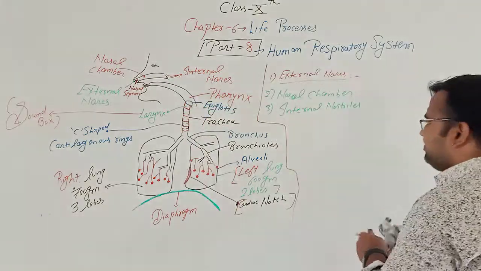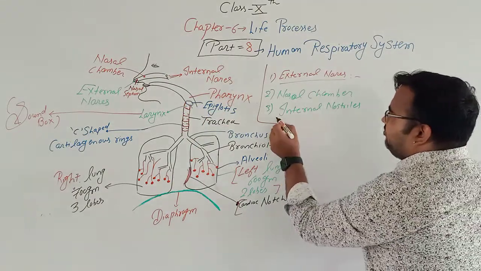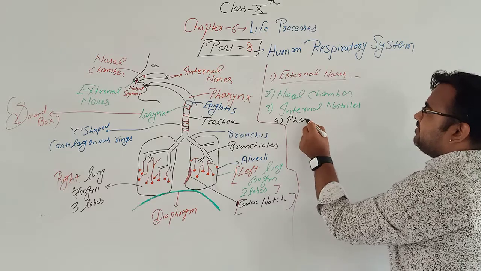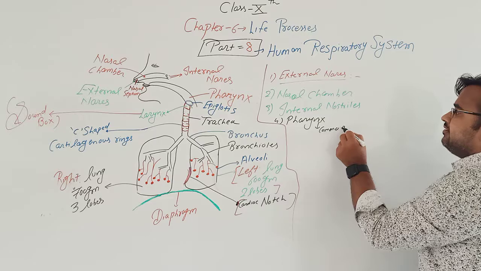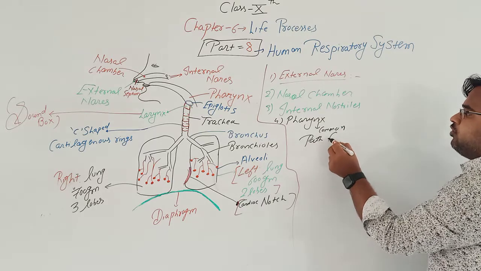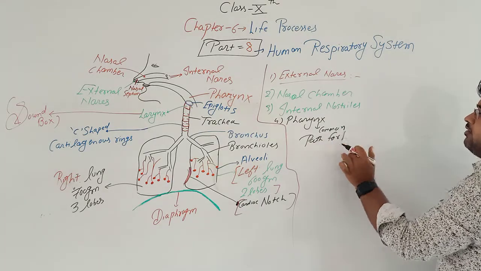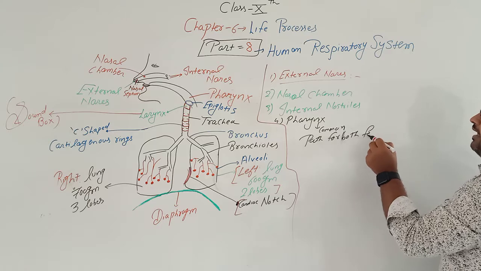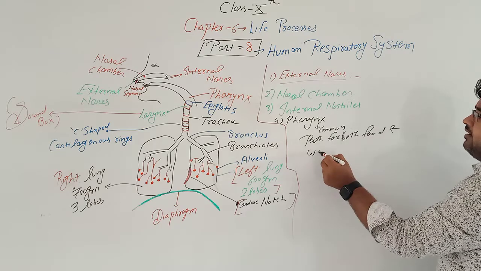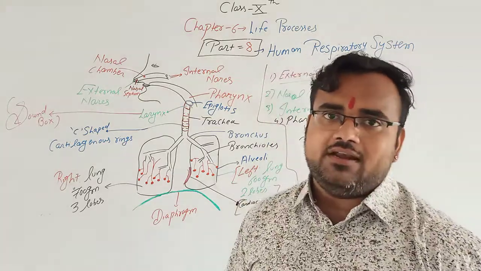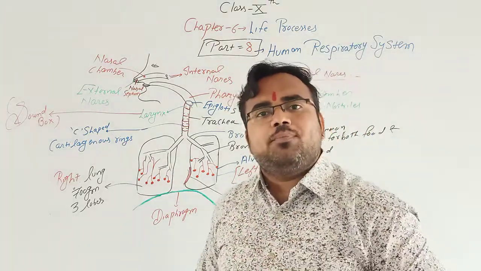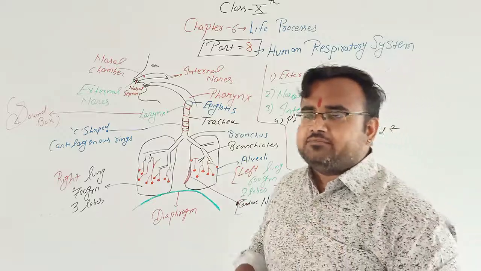As we have discussed in the human digestive system, the pharynx is a common pathway for both food and wind.